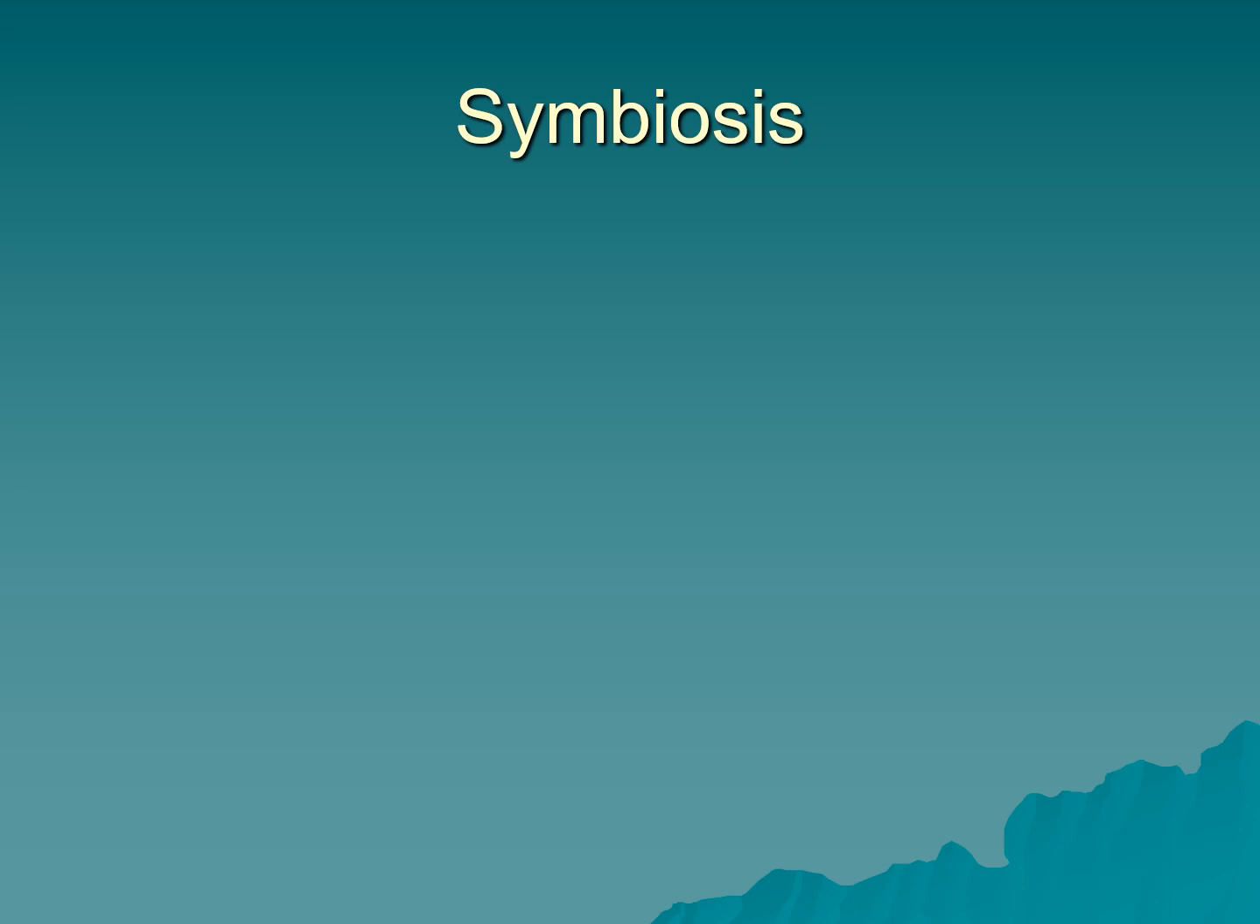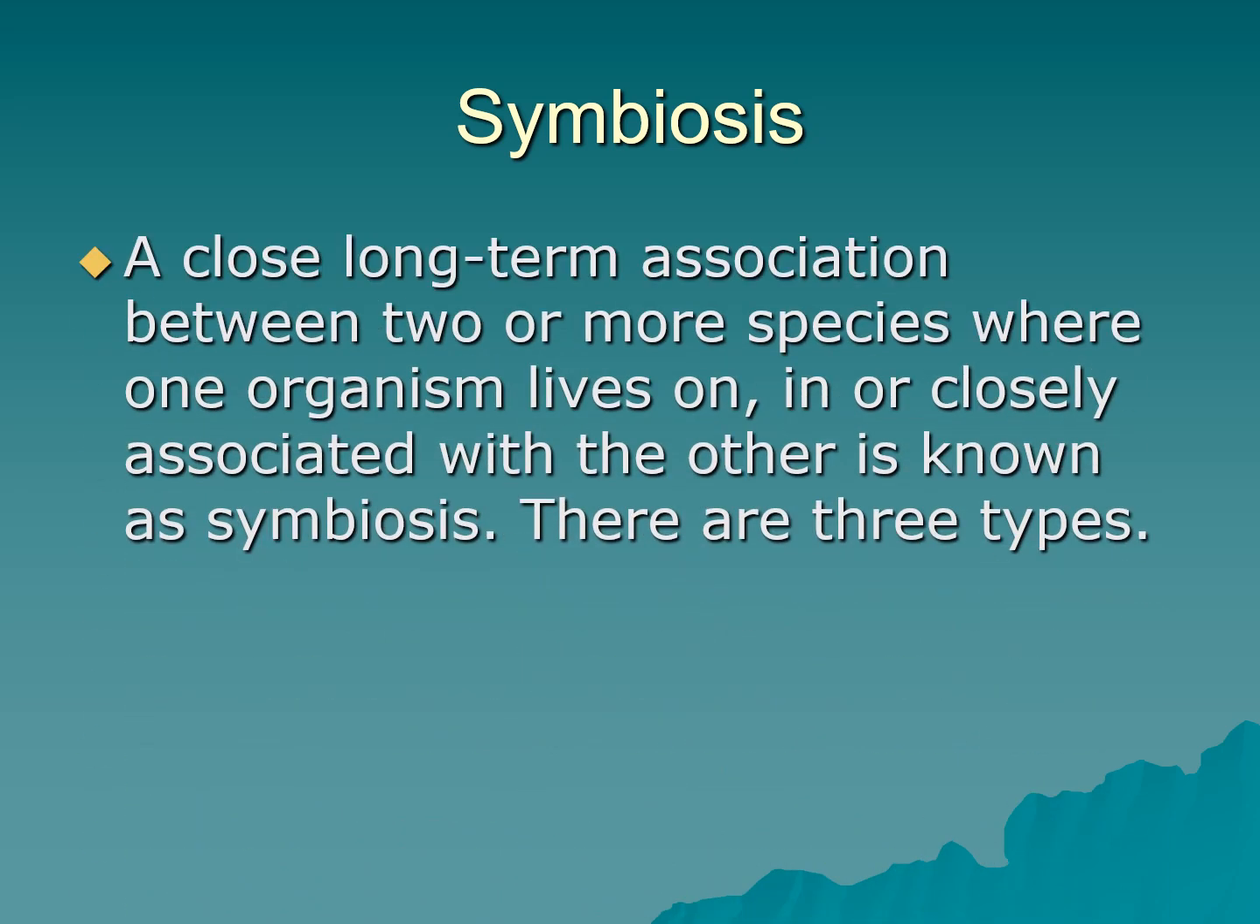Other things that happen over long periods of time as organisms live together are symbioses. This, as we've talked about before, is a close long-term association between two or more species where one organism lives on, in, or closely associated with the other.